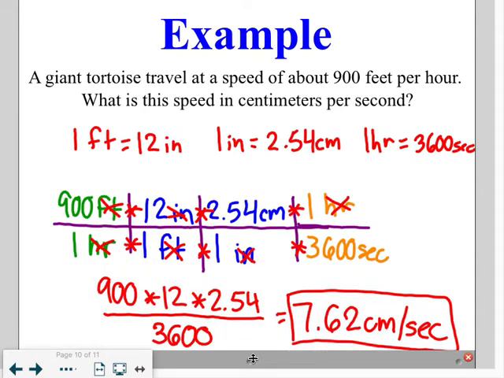So we converted our 900 feet. There's 12 inches in 1 foot, and then for every 1 inch, there's 2.54 centimeters. And then for our hours, 1 hour is equal to 3,600 seconds. Multiply all those values up top, multiply the values on the bottom, and you end up with 7.62 centimeters per second.